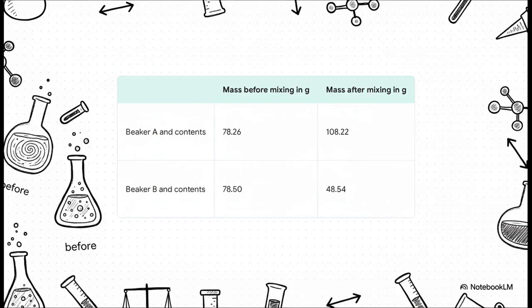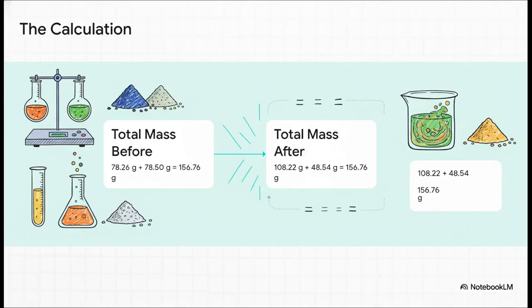And here is that very data, Table 3. We've got the mass of 2 beakers and what's inside them, both before and after they're mixed. Just take a second and look at those numbers. What are they telling us? To grab that first mark, we do exactly what the mark scheme wants. First, calculate the total mass before mixing. That's 78.26 plus 78.50, which gives us 156.76 grams. Then, we do the same thing for the mass after mixing, 108.22 plus 48.54, and what do you know? It's also 156.76 grams. The totals are identical.